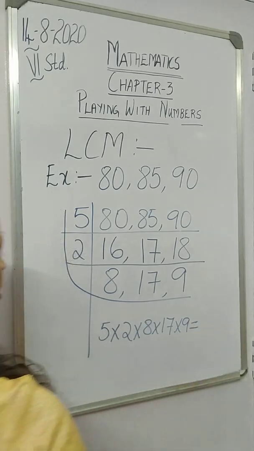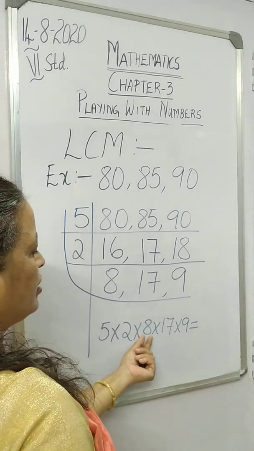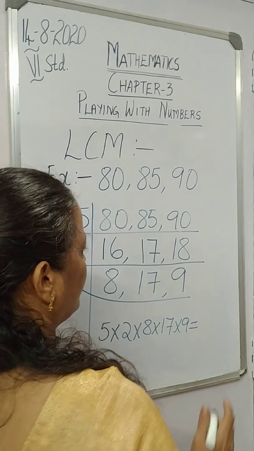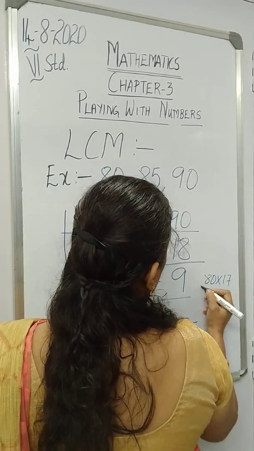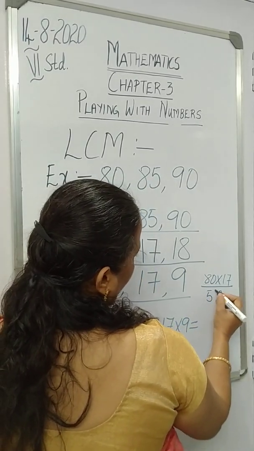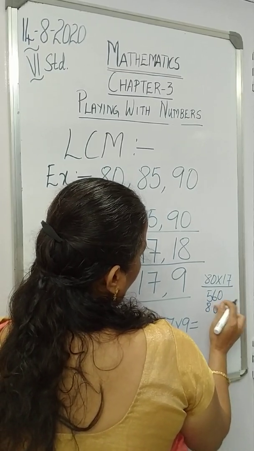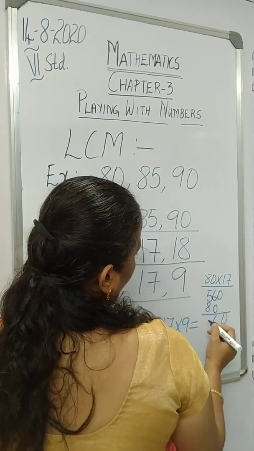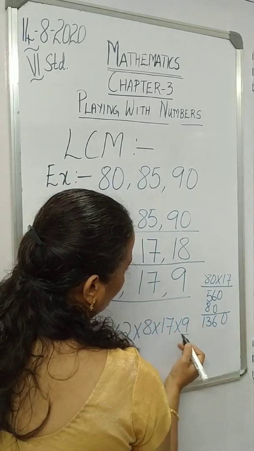It's a bigger number. So multiply carefully. 5 2s are 10. 10 8s are 80. Now 80 into 17. Let us multiply here. 80 into 17. What do you get? 7 zeros are 0. 7 8s are 56. And here 1 zero is 0. 1 8 is 8. So what do we get? 0, 6 and here 1 3 6 0. We are left with 9 also.